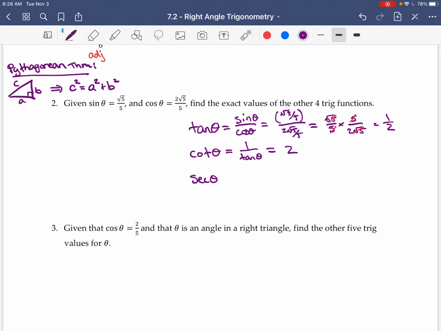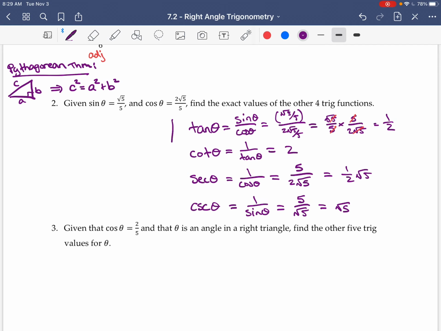Secant theta is 1 over cos theta. So it's the flip. So it's going to be 5 over 2 root 5. Okay, and cosecant theta is 1 over sine theta. So it's going to be 5 over root 5, which is actually root 5. So this also is 1/2 root 5, if you want to simplify. But you could also make a triangle.